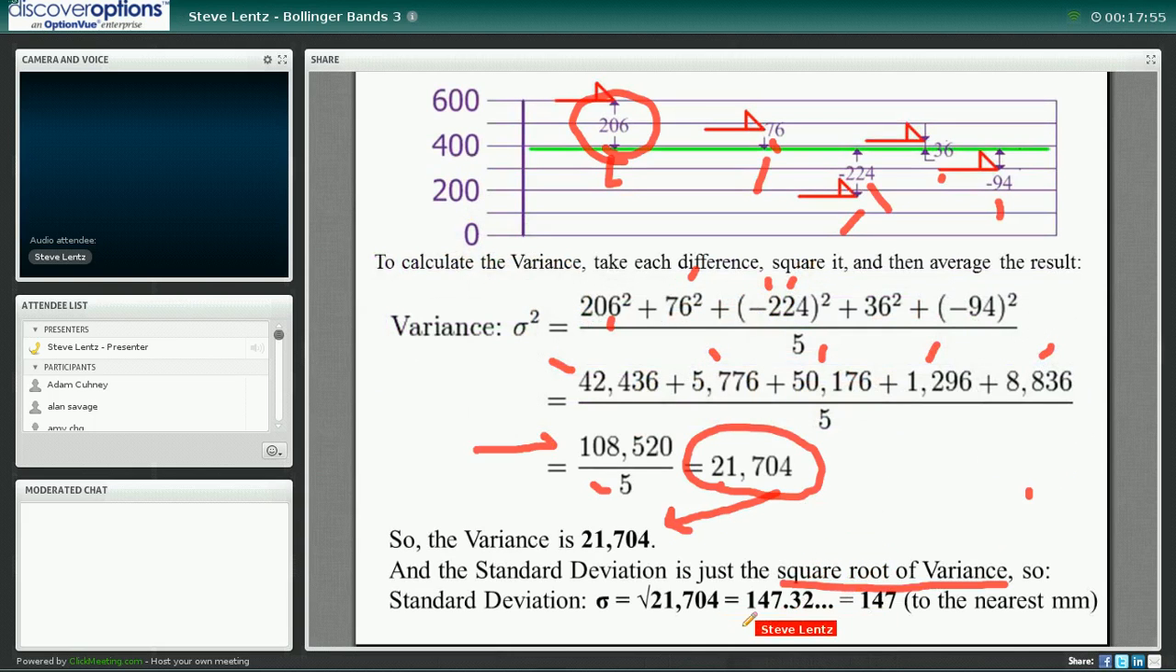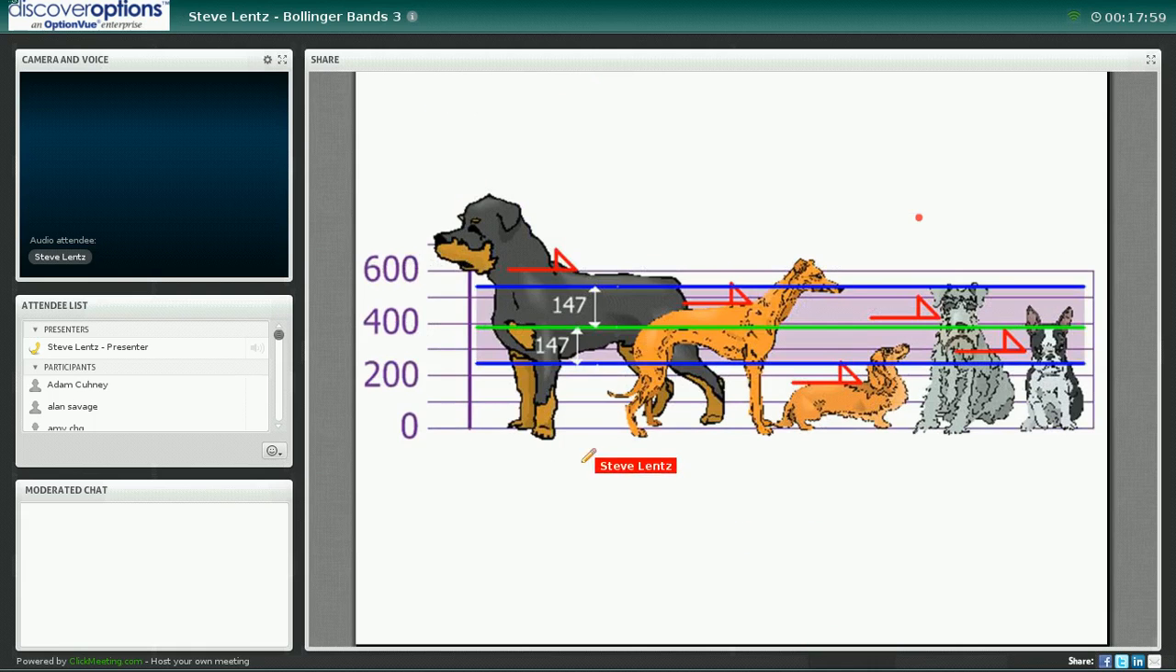It's really valuable because now, if we knew that that is the standard deviation, watch this, we can come into this chart, and we have the means at the green line, and then we have 147 up, we have 147 down, and we can see a range here where most of the dogs are going to fall. And we can see that the big guy is clearly outside of that one standard deviation. We see that the small guy is clearly underneath by quite a bit, and the other three are right in the heart of that first standard deviation.